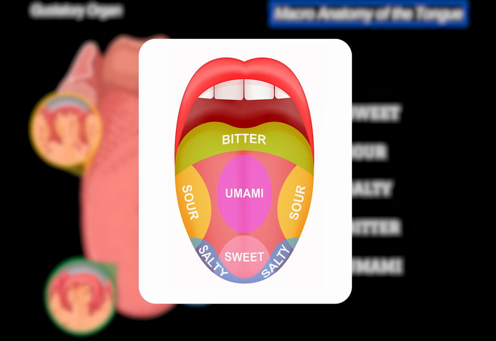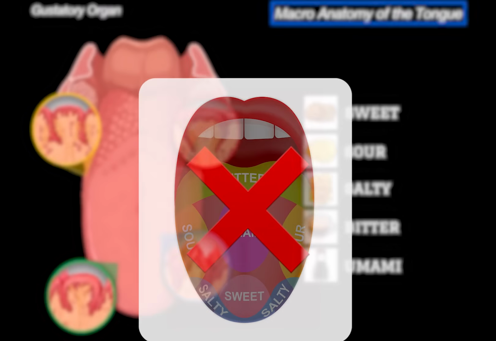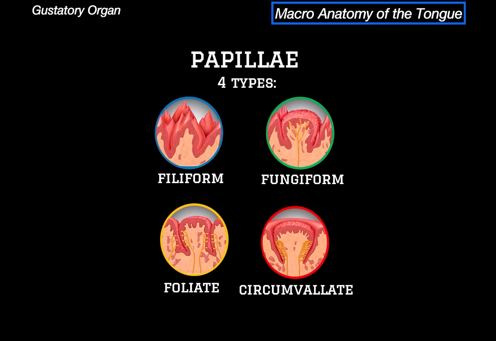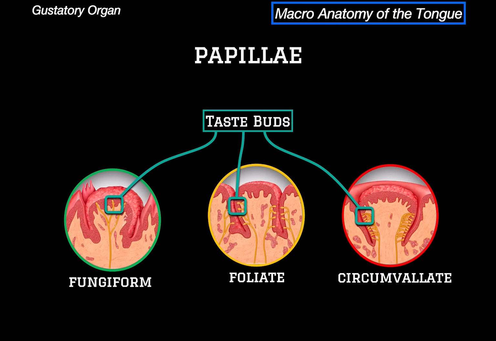For many years, it was thought that the surface of the tongue has special areas for each of these sensations, but it is now known that all tastants are sensed from all parts of the tongue and adjacent structures. Alright, we've now seen the papillae from the outside, and we said that 3 of these papillae types, fungiform, foliate, and circumvallate, contain taste buds.